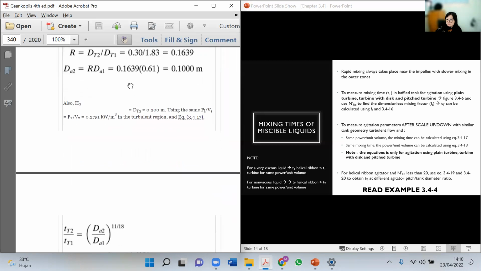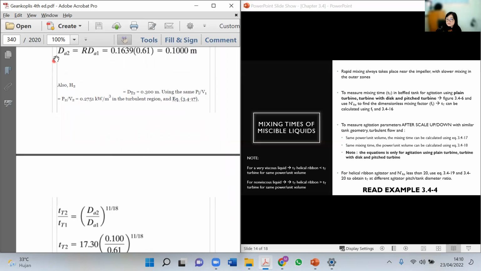If we go down, we know that the NRE is higher than 10,000, so it's in the turbulent region. Since it's in the turbulent region, the tank geometry is similar to the original one, and it has another restriction, which is the same power to unit volume ratio, we can use equation 3.4-17 to find the new mixing time.